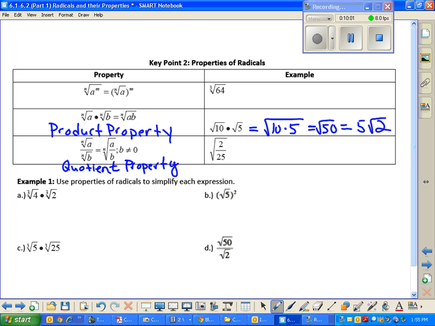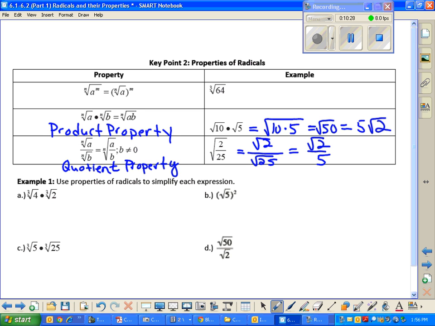So our quotient property for radicals. In other words, you see that square root of 2 over 25? We can actually break that apart to be the square root of 2 over the square root of 25, which is the same as the square root of 2 over 5. All done. You might recall there's no radical in the bottom of that fraction, so we don't need to rationalize the denominator. We'll take care of rationalizing a little later on again in the chapter.